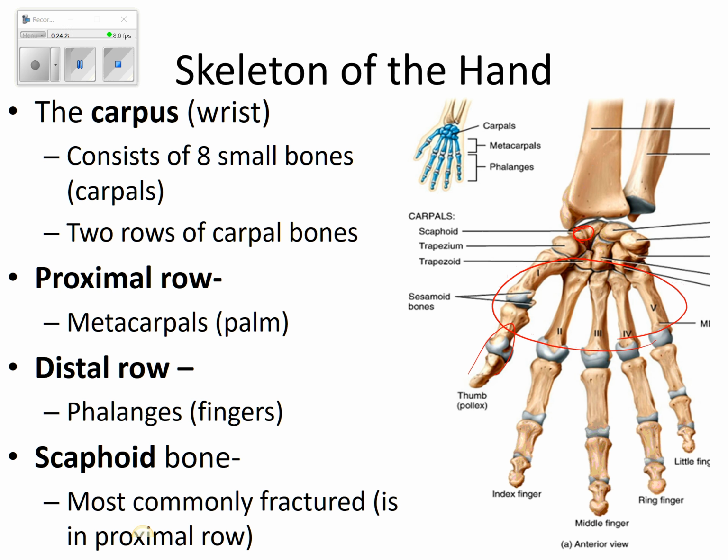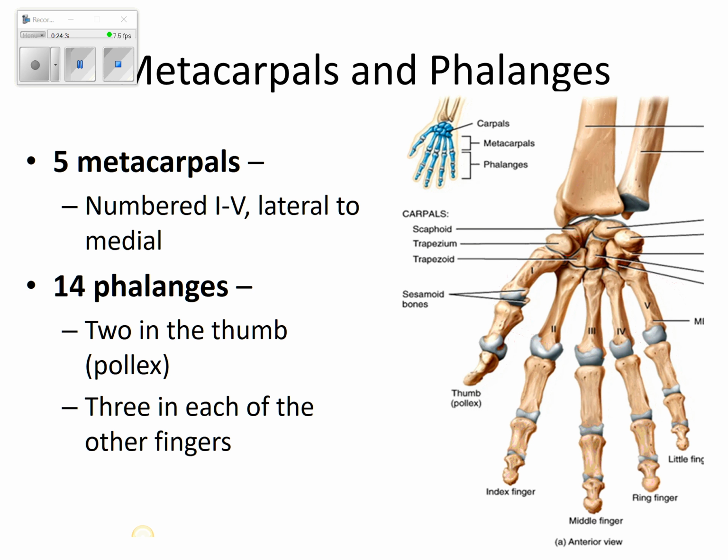So it's located between the hand and the forearm on the thumb side, and the scaphoid is also the largest wrist bone. You have 5 metacarpals, which again are going to be in the palm, and they're numbered like Roman numerals I through V for 5. They're lateral to medial. 14 phalanges. You have 2 in the thumb, which is the pollex.